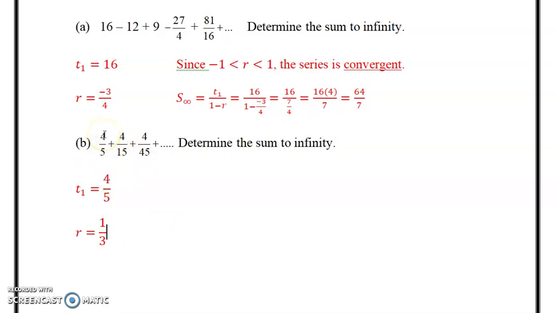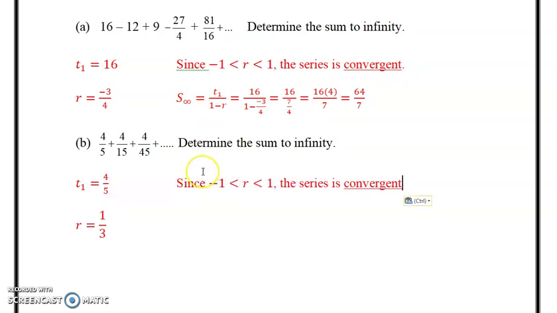4/15 divided by 4/3 will give you the 1/3, or you can clearly see that the numerator is being multiplied by 1 and the denominator is multiplying by 3 both times. So either way, it depends on how you want to look at it. Again, since the R value is between -1 and +1, the series is convergent, and we just do the sum.